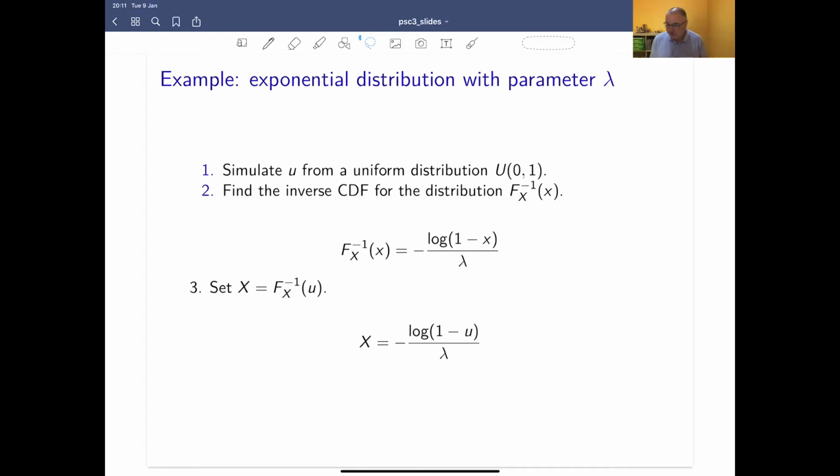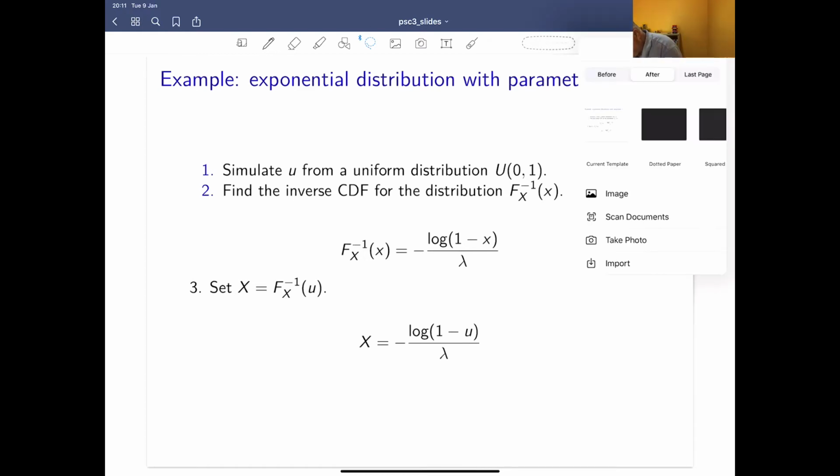So let's see an example. Let's say I want to do an exponential distribution with parameter lambda. So 1, as we said, we simulate U from a uniform distribution. 2, we find the inverse CDF. Now I've written it there: F to the minus 1 of x equals minus log of 1 minus x, over lambda. We'll get to how I got that in a second. Once we've set that, to get our X we take our U, go 1 minus U, take the log, divide it by lambda, and take the negative of that, and that number will be a simulated data point from an exponential distribution with a rate of lambda.